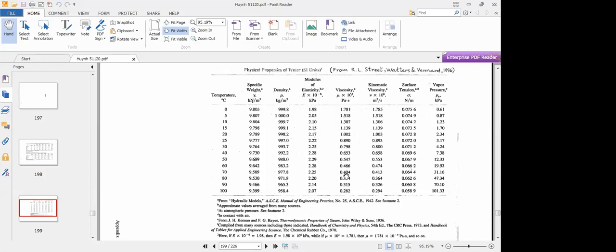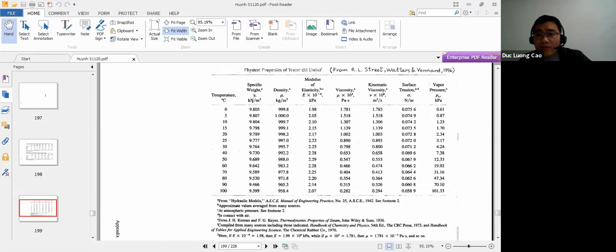Sir, I want to ask a quick question. For the viscosity, the line is mu times 10 to the power of 3. But why do you use it in this one? Okay, I will show you here. For example, at 5, okay.